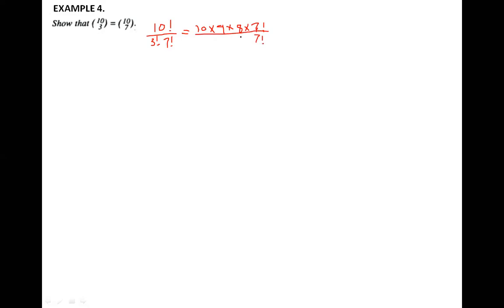And then this 3 factorial is nothing but 3 times 2 times 1. That is 3 factorial. So I can cancel out this 7 factorial and this 7 factorial. Then I'll divide this 2 into 8. I'll get my 4 there. And then I'll divide this 3 into 9. I'll get my 3. So when you multiply 10 times 3 times 4, you get your answer to be 120.